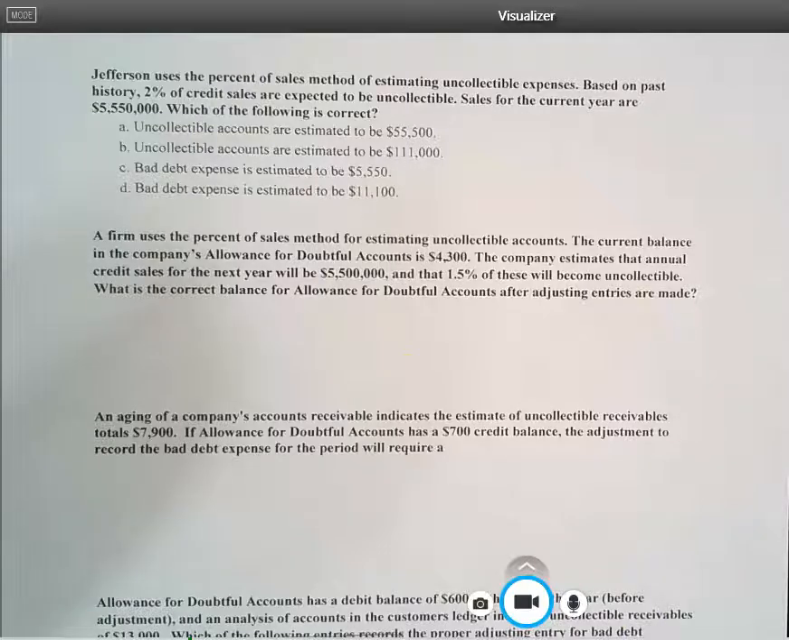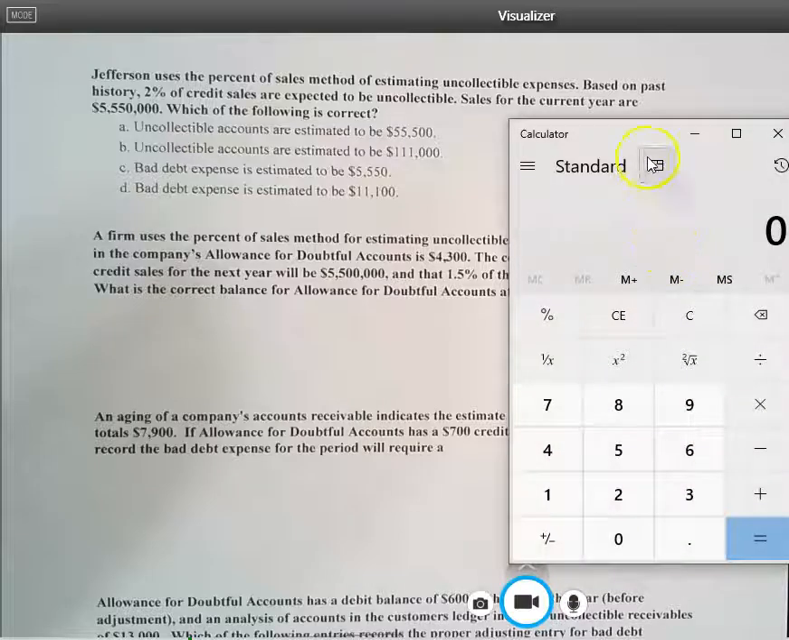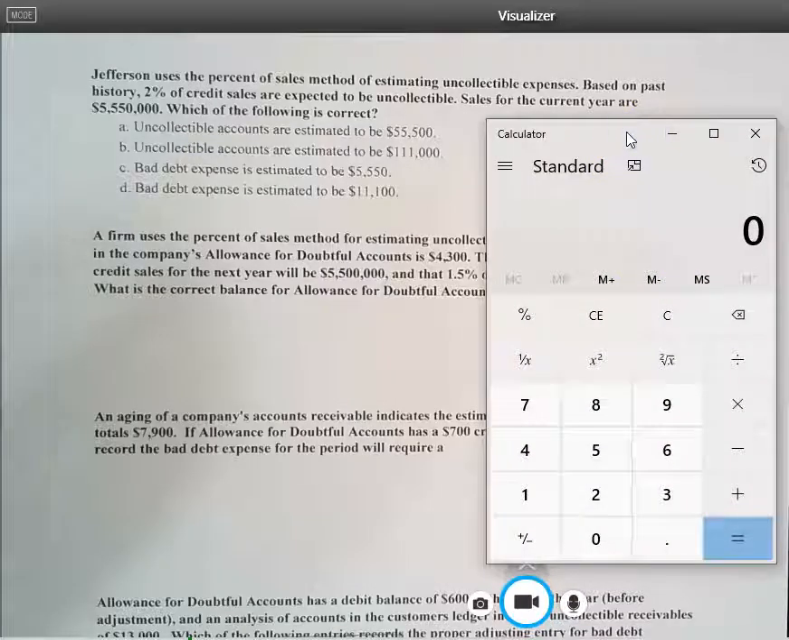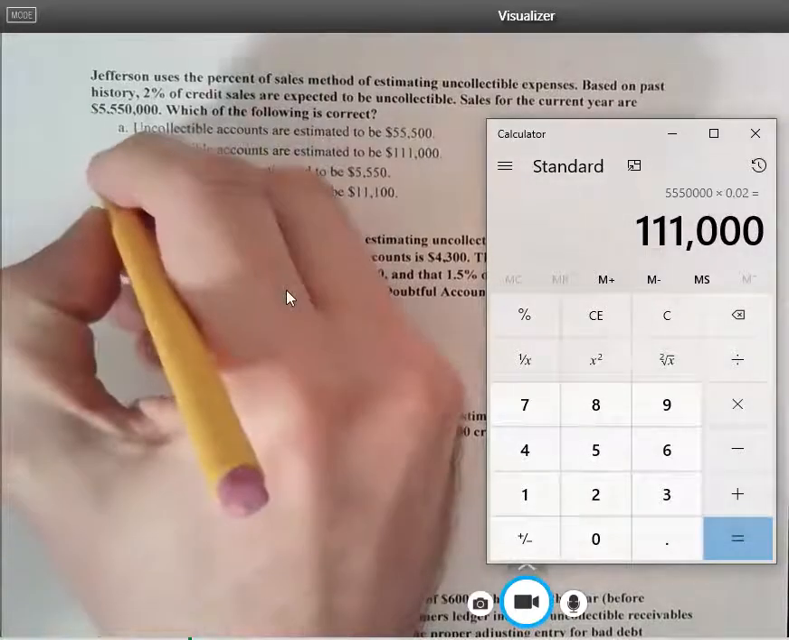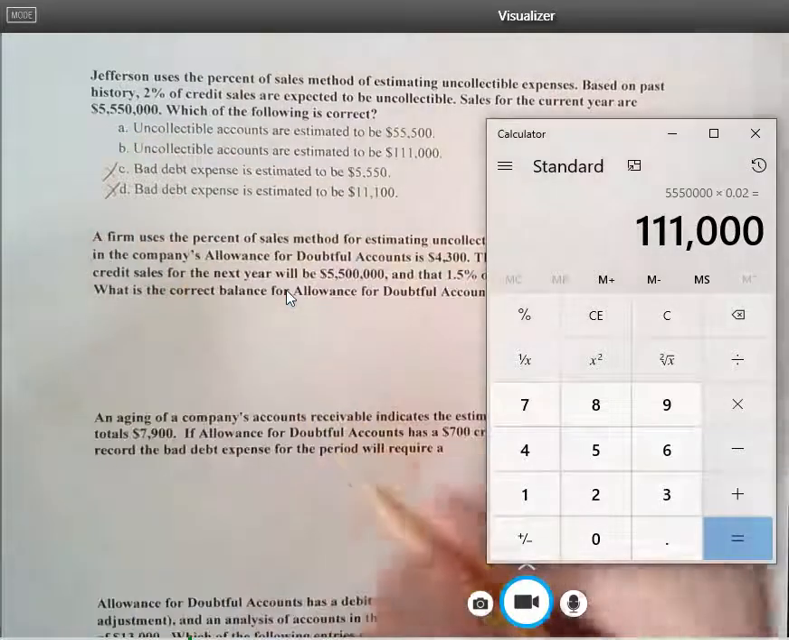really all we have to do here is figure out what kind of math we need to do. And all we have to do here, on the assumption that this figure is the amount of credit sales, is we're going to plug that in to our calculator. And if we multiply by 0.02, we're going to come up with $111,000. So with that in mind, choices C and D are completely wrong for a variety of reasons.